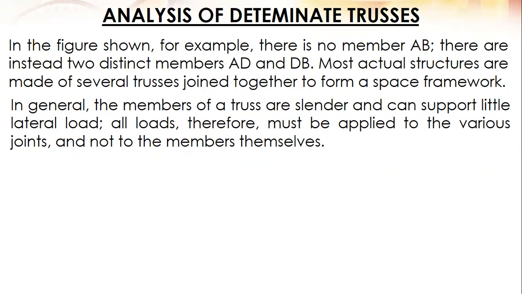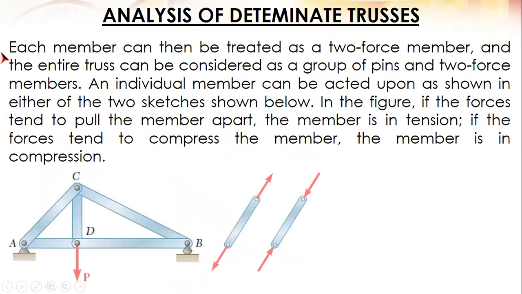In general, the members of a truss are slender and can support little lateral loads. All loads, therefore, must be applied to the various joints and not to the members themselves. Each member can then be treated as a two-force member, and the entire truss can be considered as a group of pins and two-force members. Since there is no load in the middle, not at the joint, the load should be at the joint only. Therefore, all members are two-force members. One force acts at one joint or one end, the other on the other end.